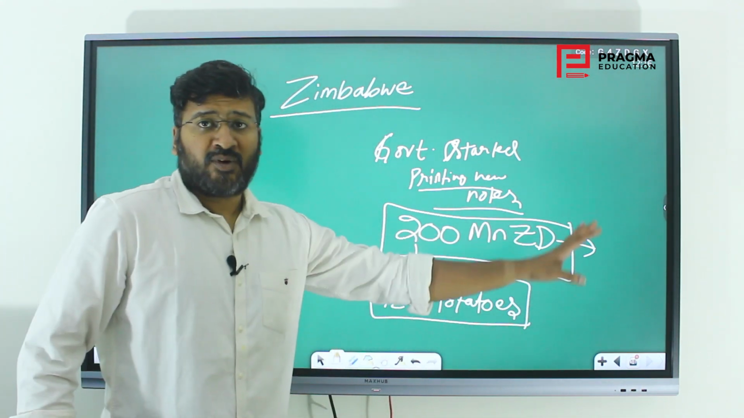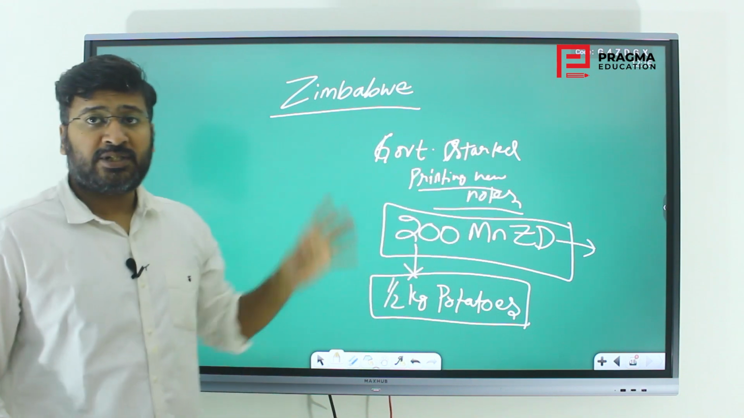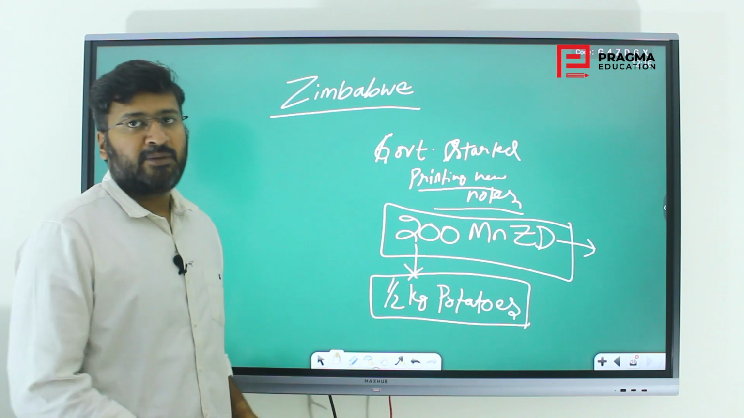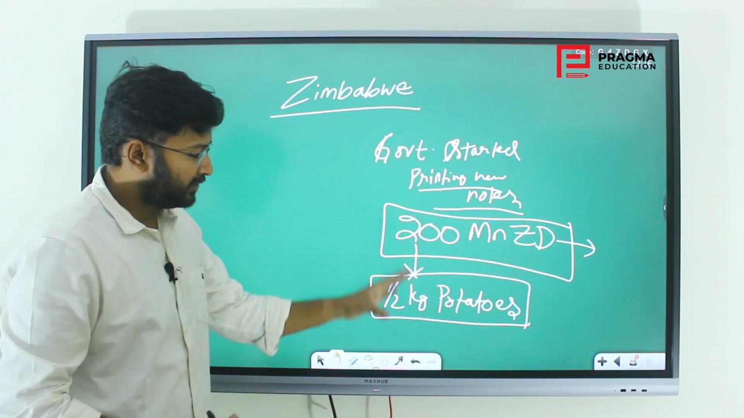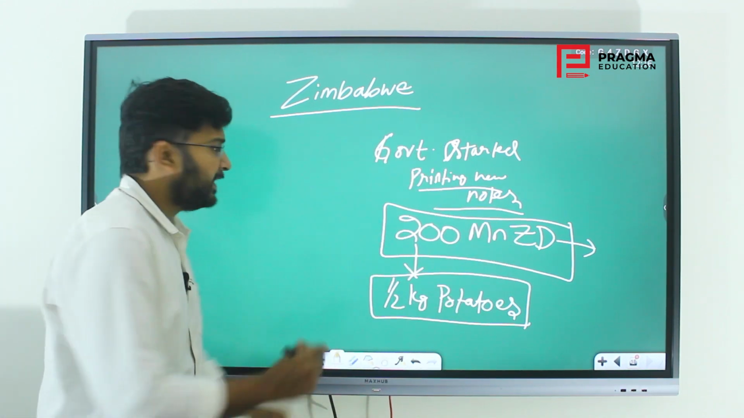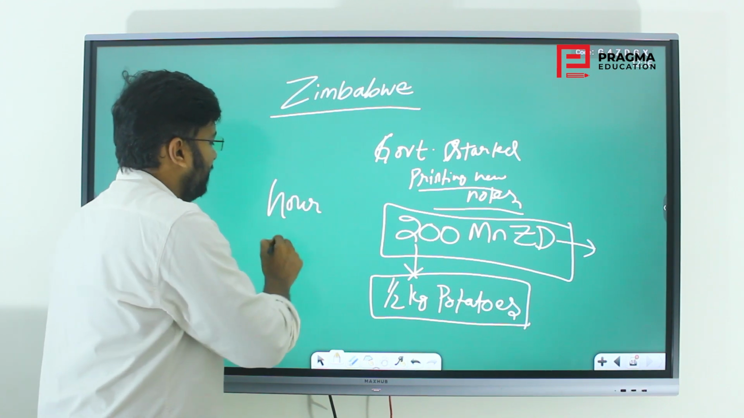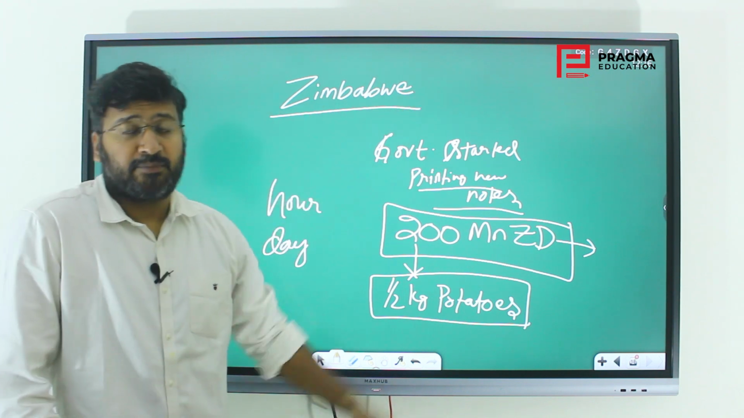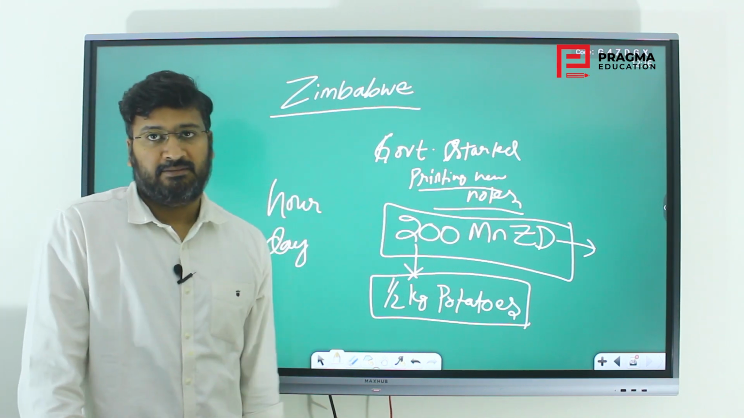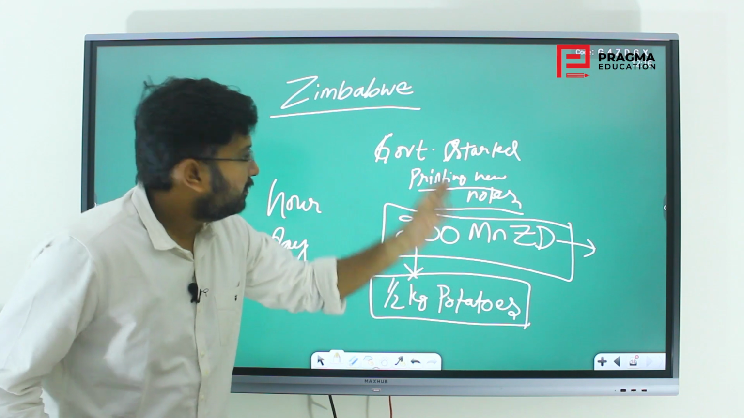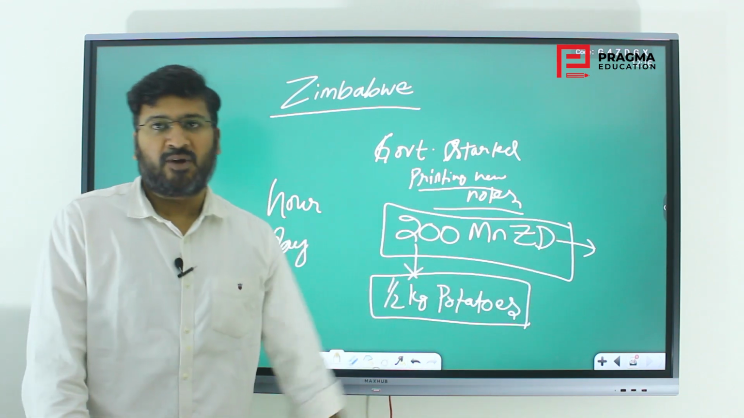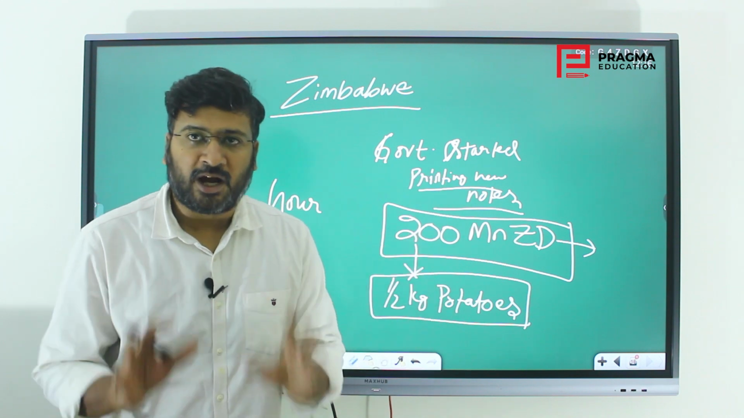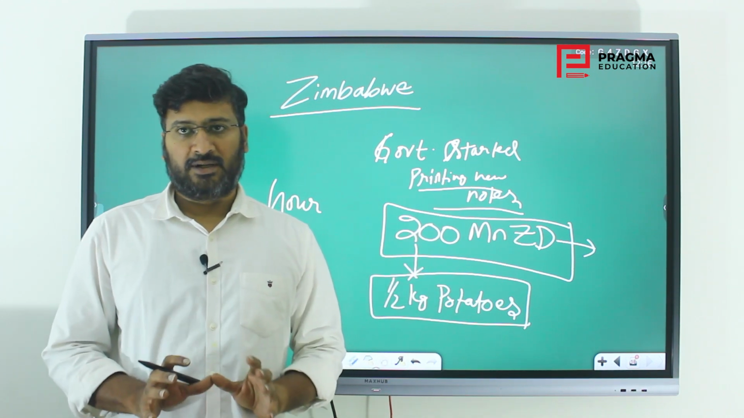And 200 million Zimbabwean dollars, before they printed such notes, they used to carry in gunny bags. By the time they filled the gunny bags and went to the market, the prices would have doubled by then, every hour, every day. So it had reached some 3.5 lakh percentage. So ultimately, Zimbabwe started printing 200 million Zimbabwean dollar notes. Imagine, 200 million Zimbabwean dollars, but you would only get half a kg of potatoes with that.